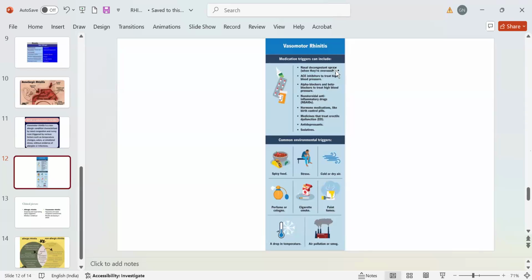Nasal decongestant sprays, overused, that can cause rhinitis medicamentosa. I told you there are some blood pressure lowering drugs, then NSAIDs, hormonal medications like OCP, then some medicines which treat ED, erectile dysfunction, then antidepressant drugs, sedatives. These can cause this vasomotor rhinitis or non-allergic rhinitis.